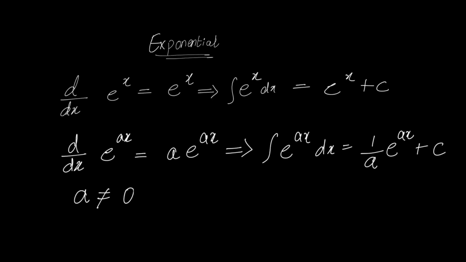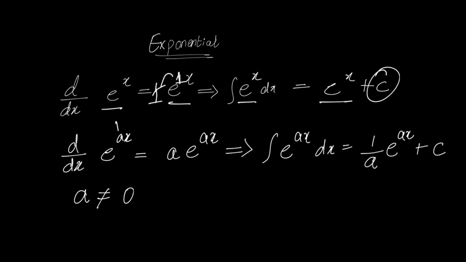Okay, so now let's take a look at exponential integration. So when we differentiated e to the power x, it would give us e to the power x, because this 1 would come down here, multiply with e, so e to the power x would remain the same. So similarly, it would remain the same in integration as well. You'll just get a constant.